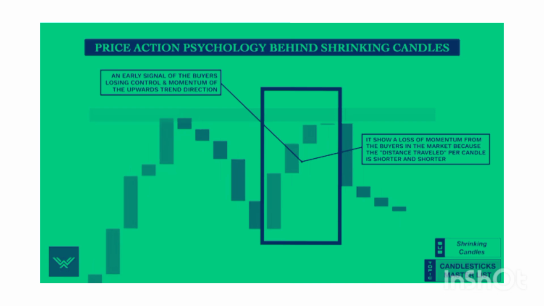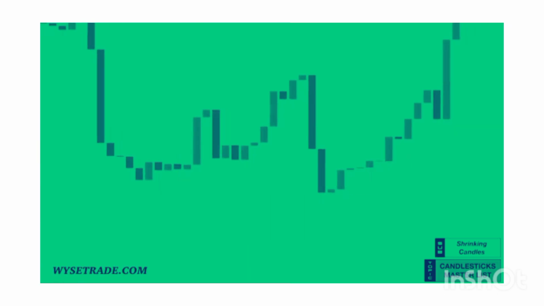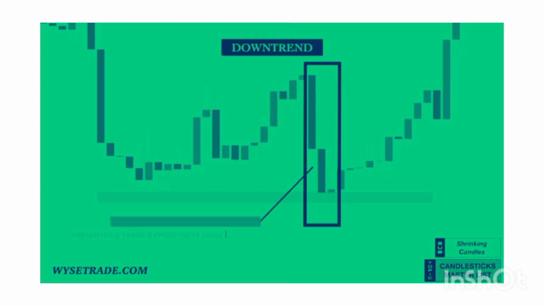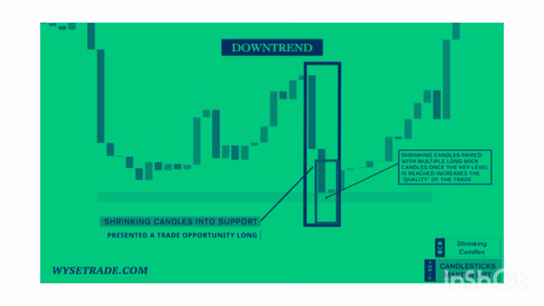Now going in the opposite direction. Price came down, hit and reversed, giving you a key level of support. As price starts approaching the key level, notice how the candles get smaller and smaller in size, which presents a trade opportunity long. Again, notice how the shrinking candles finish with multiple long wick candles, which increases the quality of the trade setup.